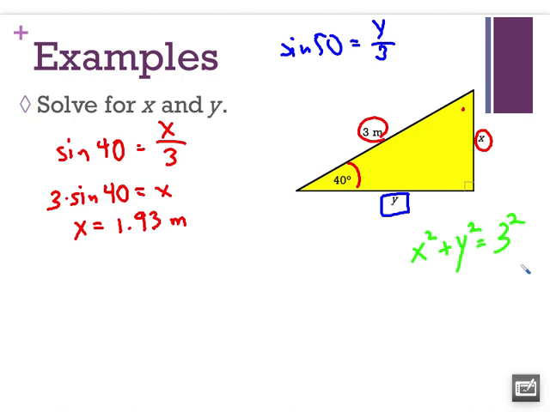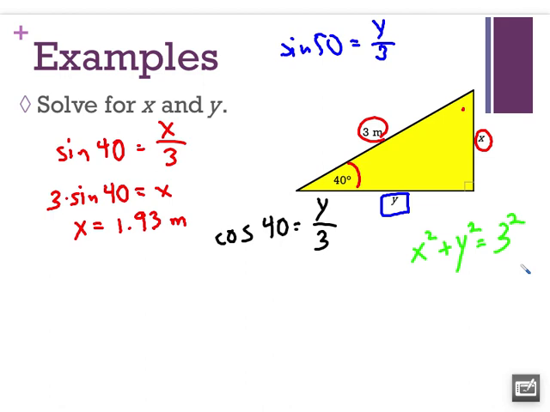Third way. Any other ideas? Max? With 40, you could do cosine with y over 3. Cosine of 40 is equal to y over 3. Beautiful. Any one of those.